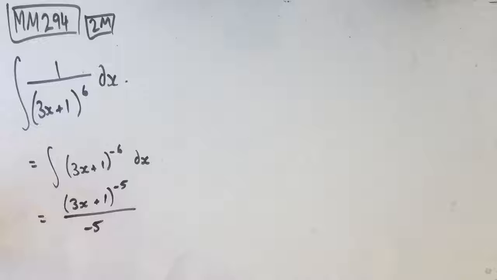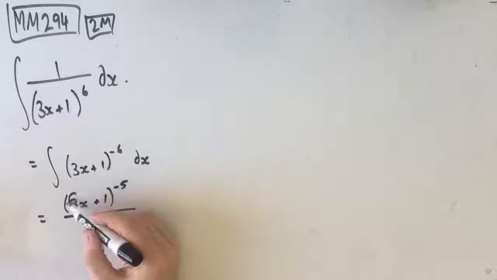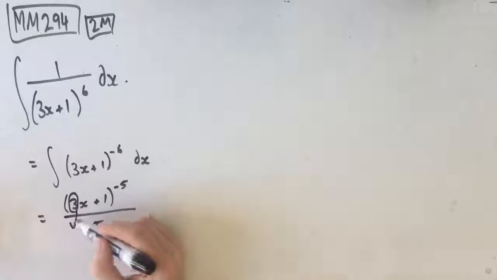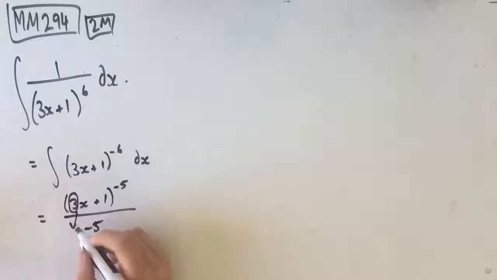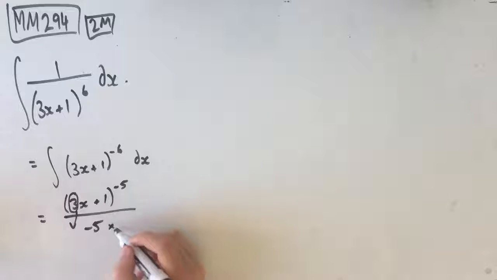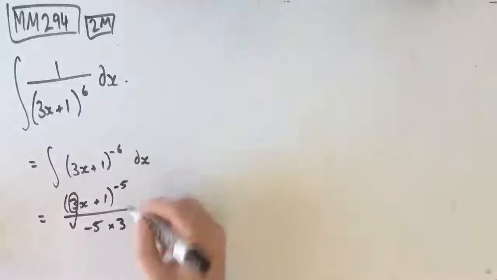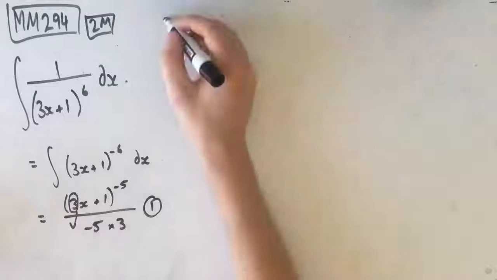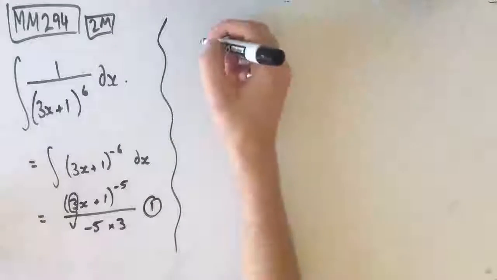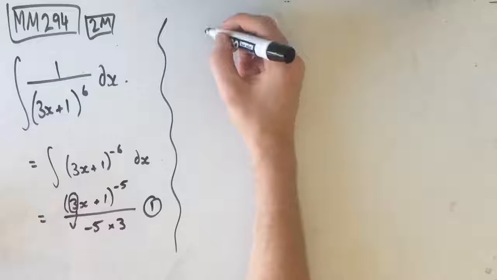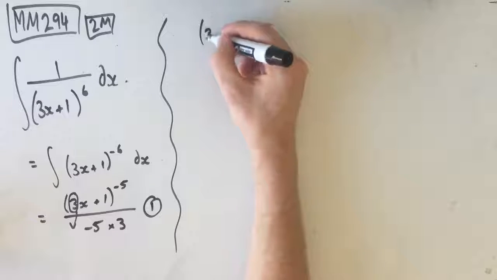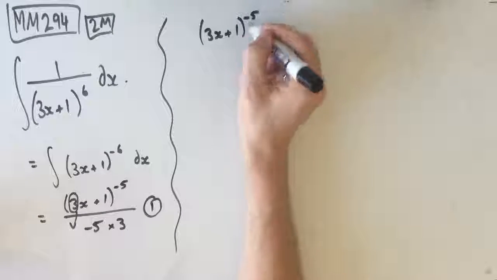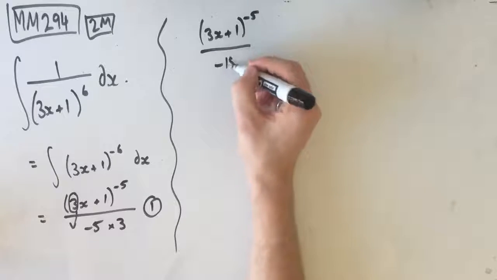But then what we also do is we put our coefficient of x on the bottom as well. Okay? And what I mean by that is we actually times this 3 on the bottom. Okay? So we get times 3 there. So I would say that this is our first mark. Then what we end up with is (3x + 1) to the negative 5 over negative 15.